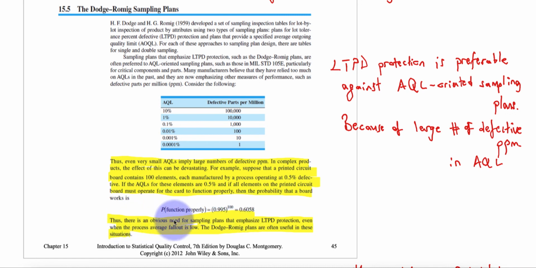So there is an obvious need for sampling plans that emphasize LTPD protection even when the process average fallout is low. The Dutch Romig plans are often useful in these situations, so we can use LTPD protection. You can remember we were focusing on individual isolated lots, not on a stream of lots. So here it also suggests maybe we can go with the LTPD instead of using the accepted quality level indicator. So that was it. Thank you.